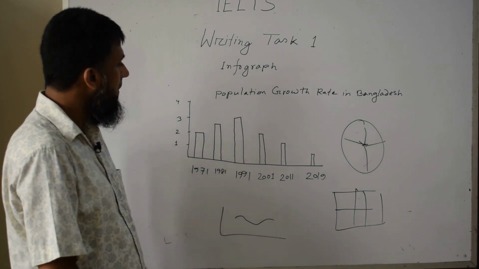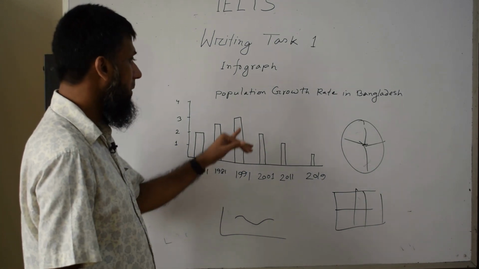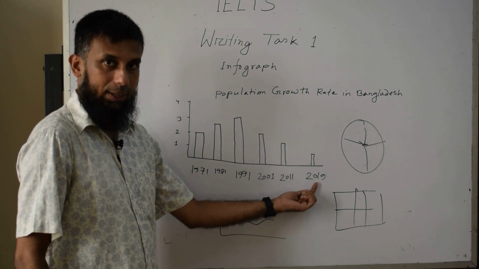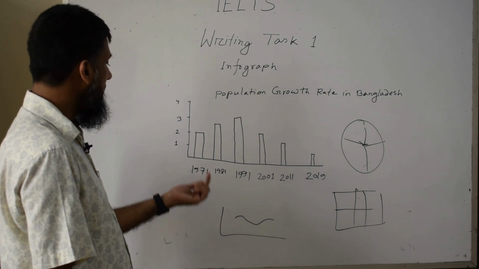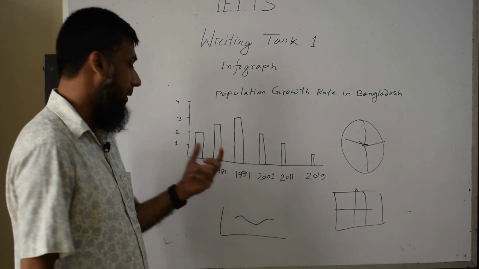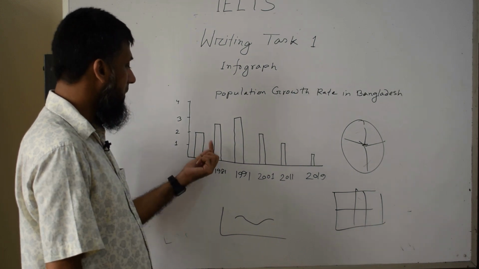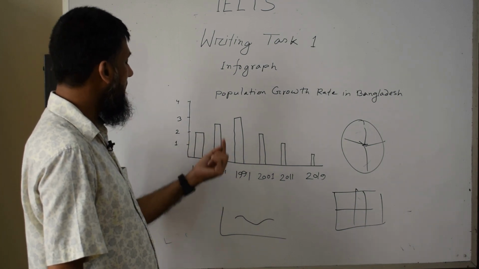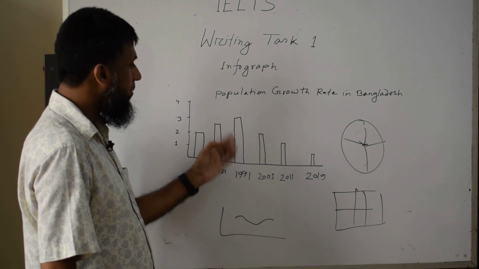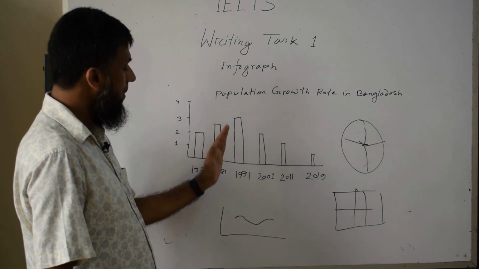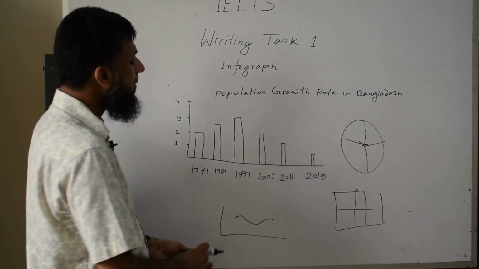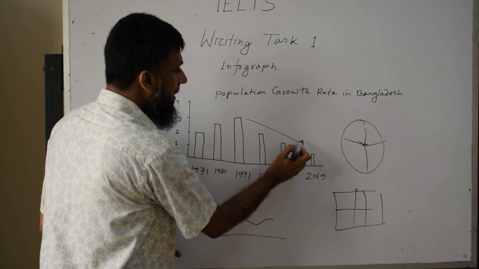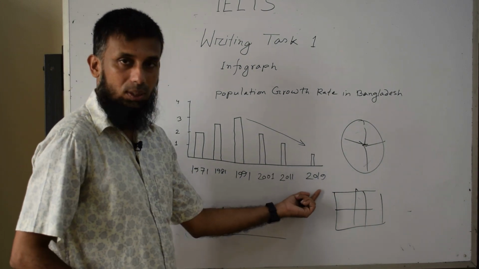For example, this is a bar chart, and you see that the bar chart shows the population growth rate in Bangladesh from 1971 to 2019. In 1971, the growth rate was around 2, and in 1981 it increased to 3. In 1991 it crossed 3, and it is the highest level in the trend, and then in 2001 it decreased to some extent, and then there is a steady decline from 1991 to 2019.